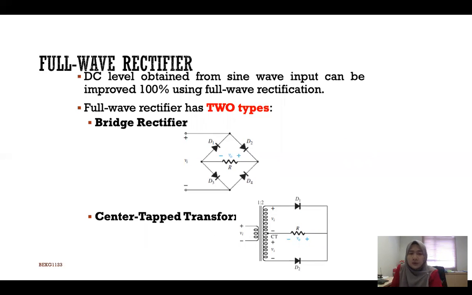Full-wave rectifier has two types: the bridge rectifier and the center tap transformer. In this video lecture, we will cover up until the bridge rectifier. Center tap transformer we will cover in the next video lecture. This is the circuit for a bridge full wave rectifier. In a half wave rectifier you just use one diode, but in a full wave rectifier you need to use 4 diodes: 1, 2, 3, and 4.